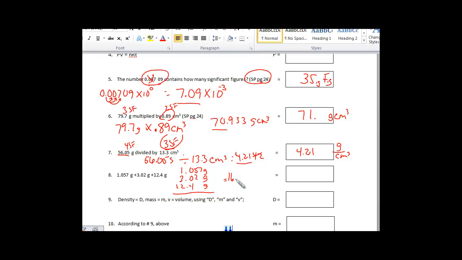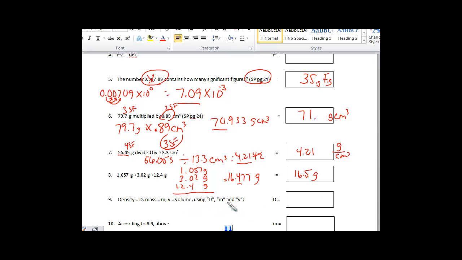This comes out to 16.477. Of course, the unit's grams, but you can't go past the tenths mark, okay? So this is 7, so it means you're going to have to round that 4 up to 5. So the answer here is 16.5 grams.